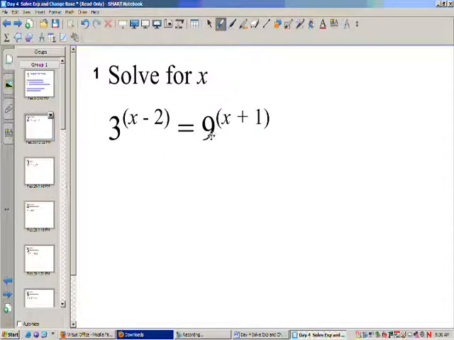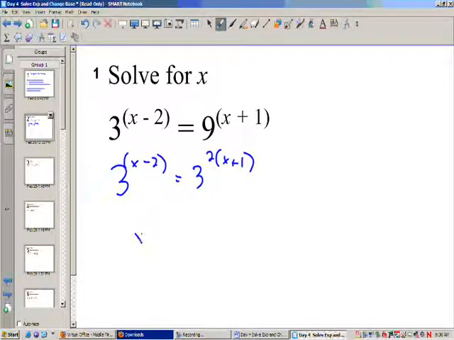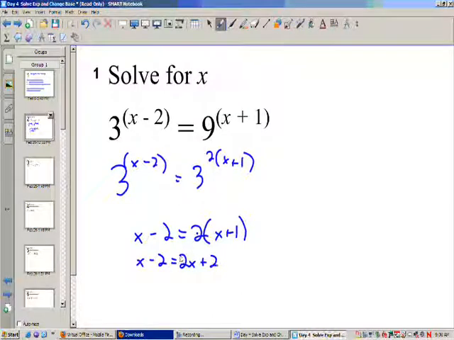hopefully you can see that 9 would be 3 squared. So I could rewrite this as 3 squared to the x plus 1. Now these two have to be equal. So x minus 2 has to be equal to 2 times x plus 1. Now when I multiply over the parentheses, x minus 2 is equal to 2x plus 2.